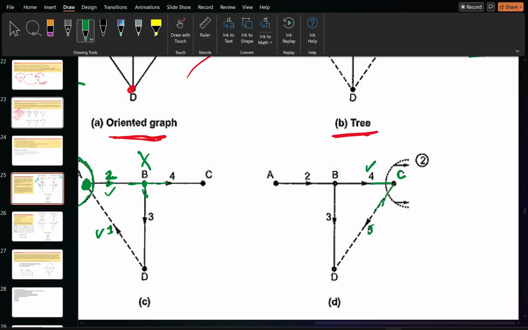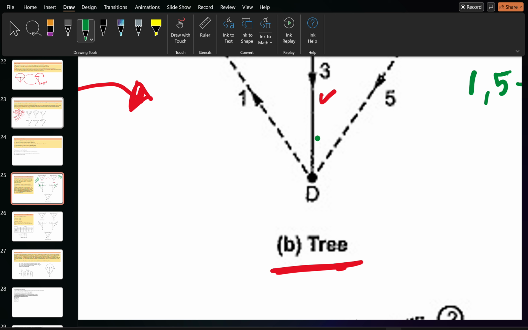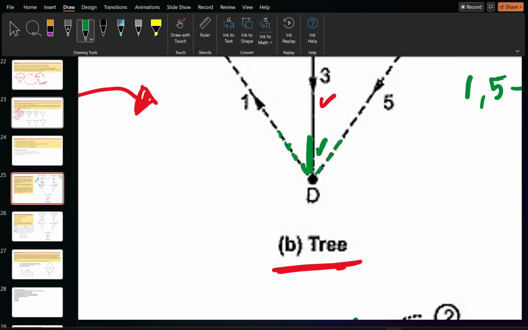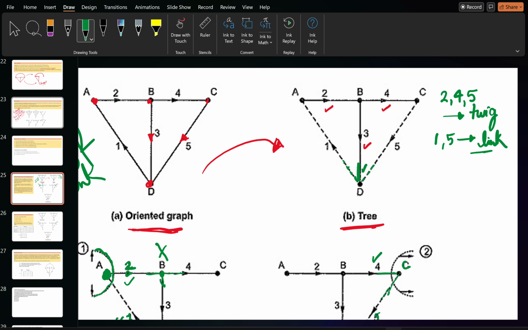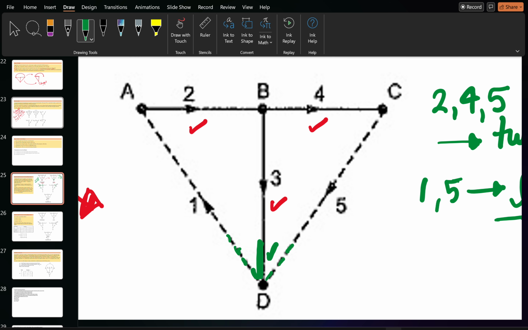What about D here? If you see D here, there is only one twig, this one basically, and there are two dotted lines. So the definition is matching. There is only one twig and two links. Okay, so you can form a cut set. So in this graph, in this tree, how many cut sets can be formed? A you can form. B you cannot form a fundamental cut set. C you can form. D you can form. Okay, there are three cut sets which are possible in this tree. Second thing, what is the orientation of that cut set?